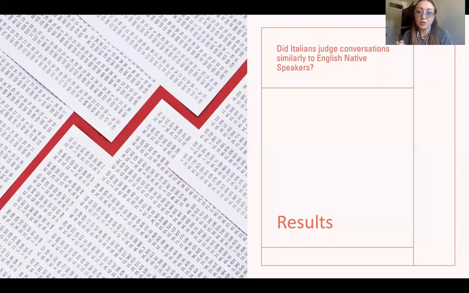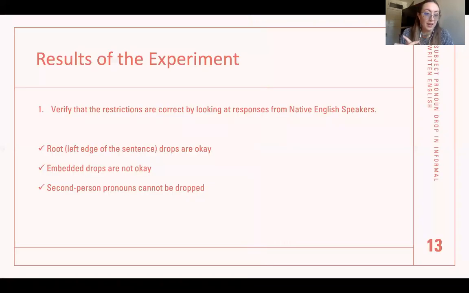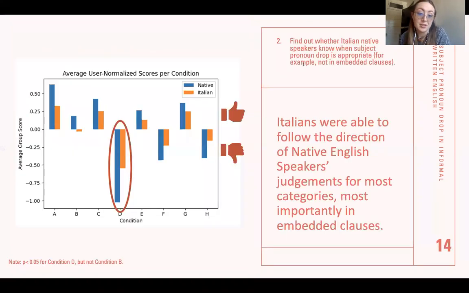Okay, so what were the results? Well, firstly, the results from the native English speakers verified that what we thought about the type of drops allowed was correct. So not too much to say here, but that's good. Secondly, we wanted to see how Italians would react in comparison with native English speakers. So this is the Italian group as a whole.